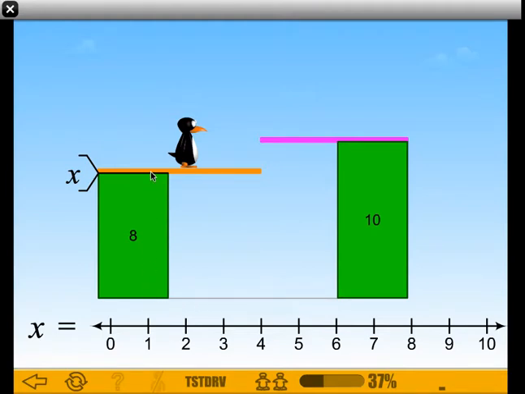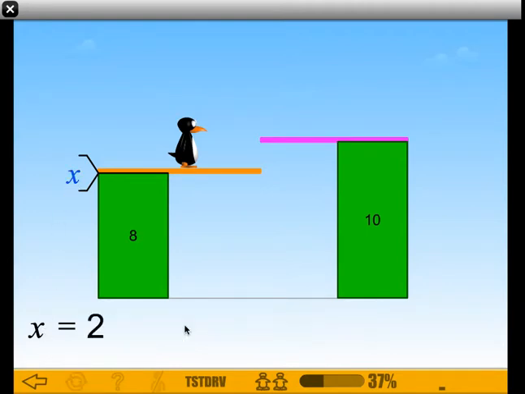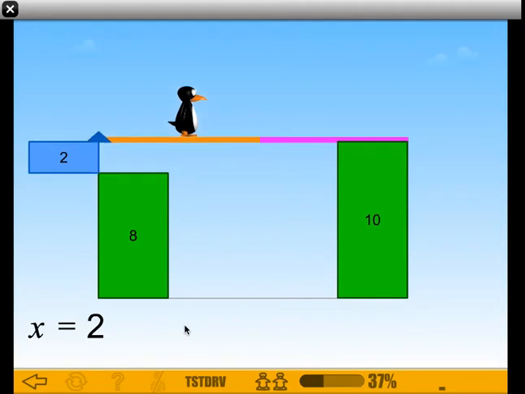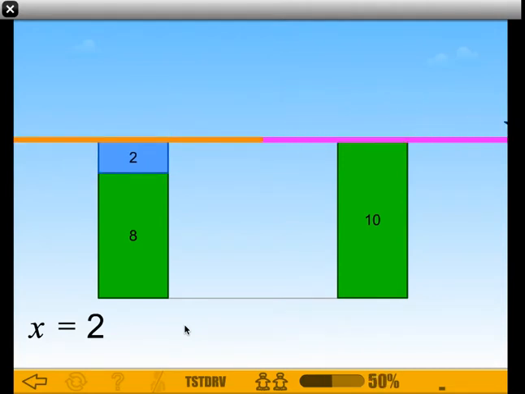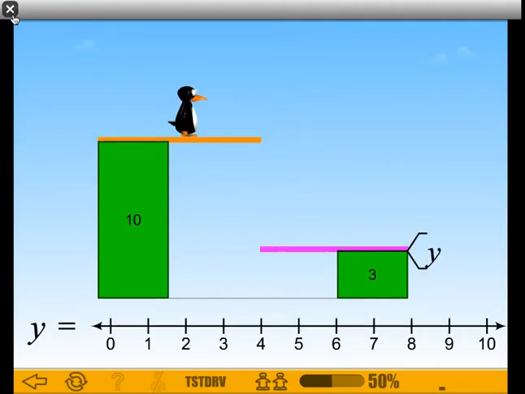Again, you have the value of 8. We want a total of 10. So the value of x, or the unknown distance, would be 10 minus 8. So x is this x. Add 2 to 8, and you get a value of 10. All right? So that's how you would solve that set of puzzles.